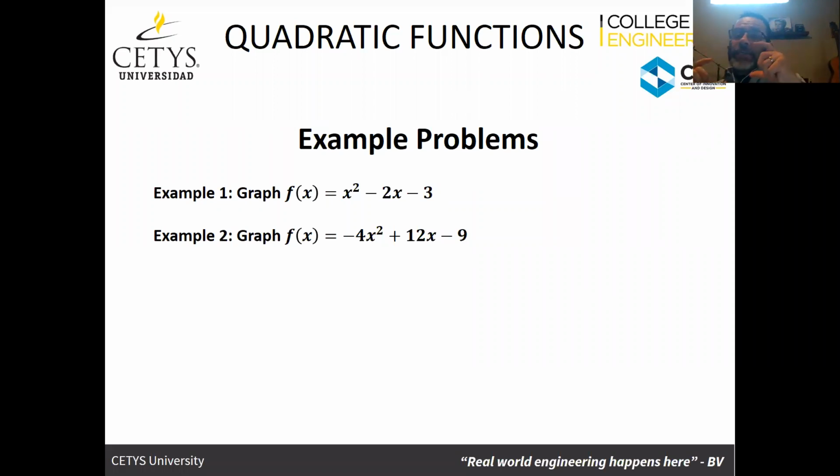The second section of homework task 2 is basically to do this. You're going to be given an expression, find the intercepts, find the graph, and find all the information. So it's basically what we did there.